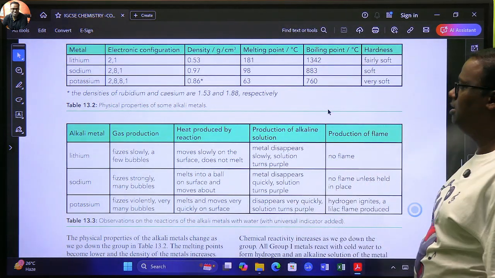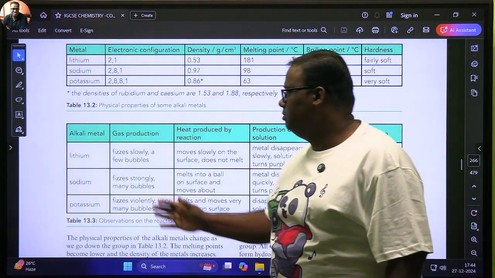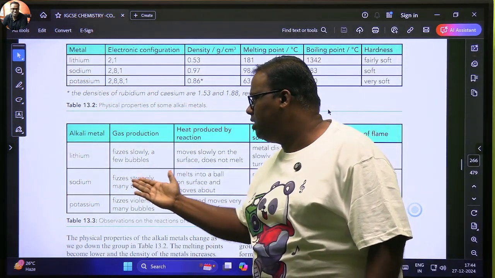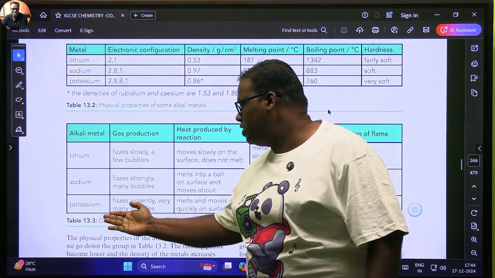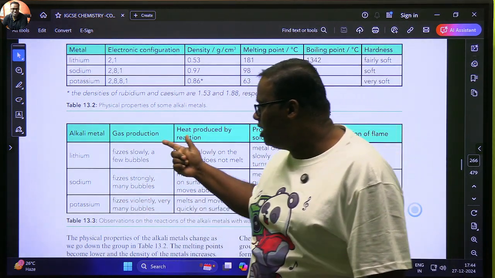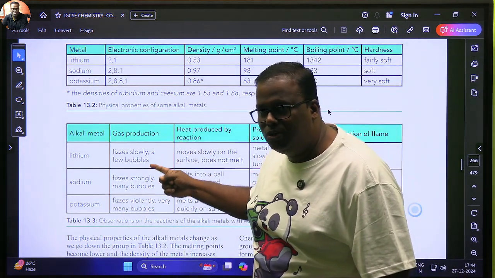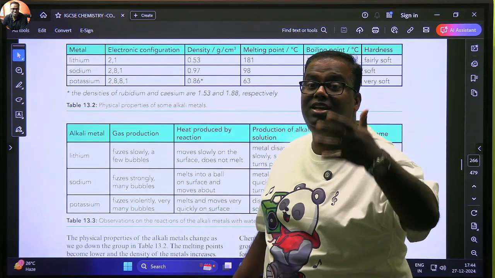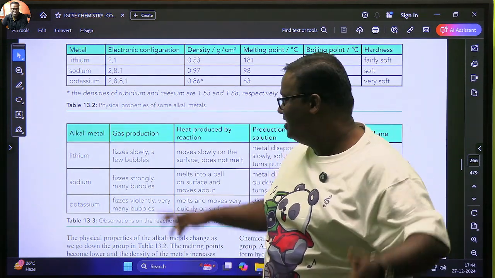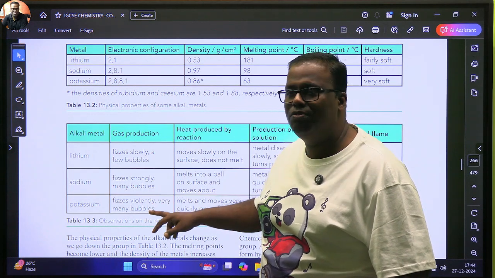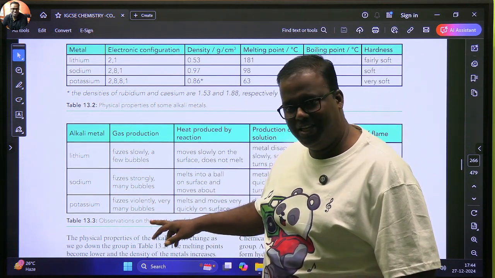So let's see. Gas production: lithium fizzes slowly, sodium fizzes strongly, potassium fizzes violently. What are they trying to say here? If you go down the group, the reactivity increases: slowly, strongly, violently. Okay? Understood?